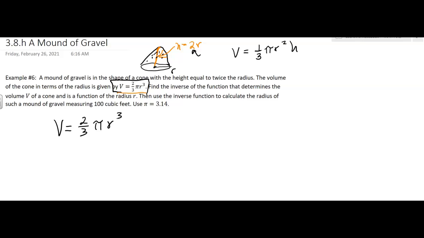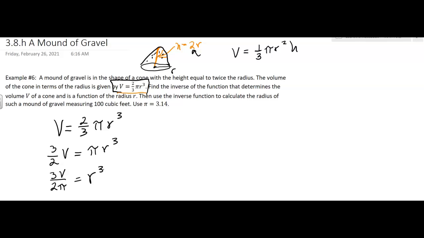Find the inverse of the function that determines the volume V of a cone and is a function of the radius r. So what we're going to do is we're going to solve for r. Okay? We're not going to change this equation. We're just going to write it in a different form. So to do that, I'm going to multiply both sides by 3/2. I'm going to have to divide by pi or multiply by 1/pi. So it's going to be 3V over 2 pi.